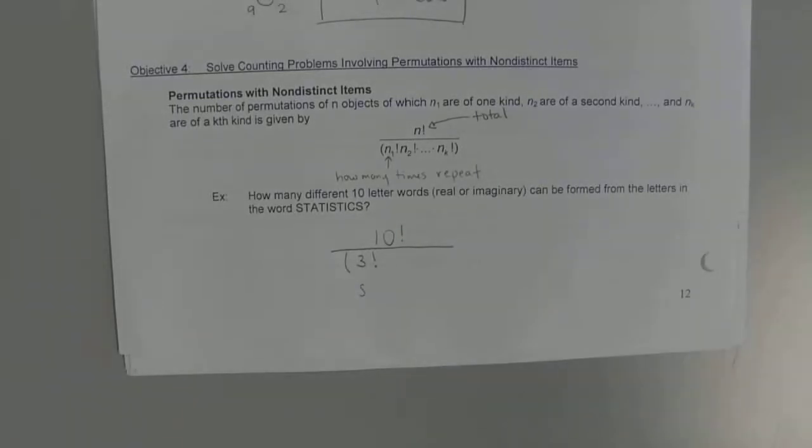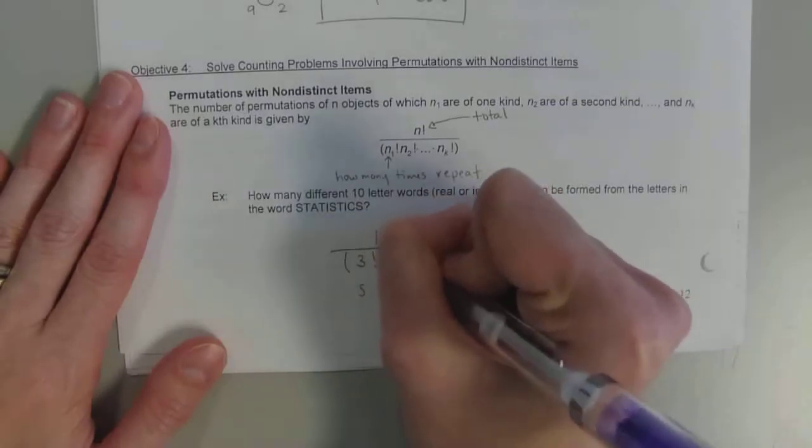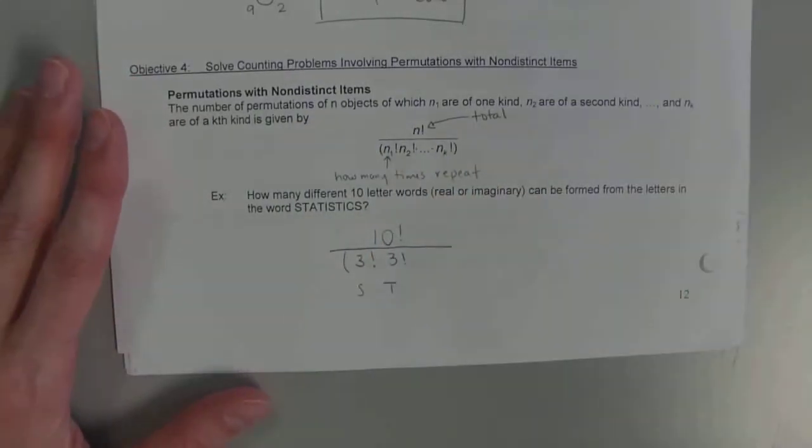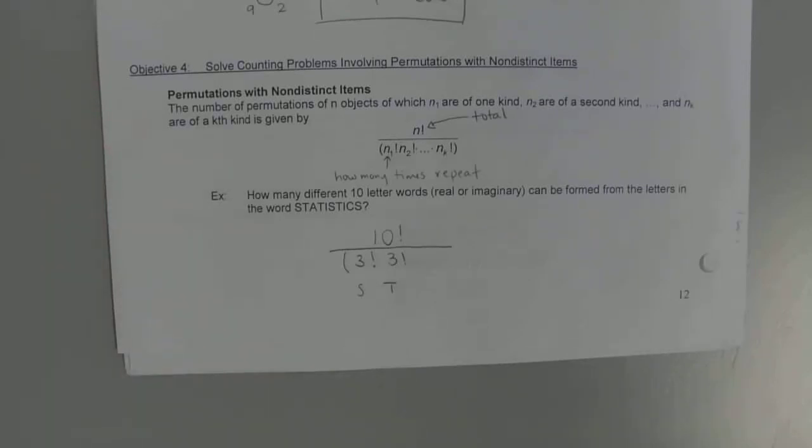All right, look at T. How many times does T repeat? 3. So that's for T. What about A? Just once. You could put a 1 factorial down there, guys, but 1 factorial is 1, so I don't worry about it. I just look at the ones that repeat.